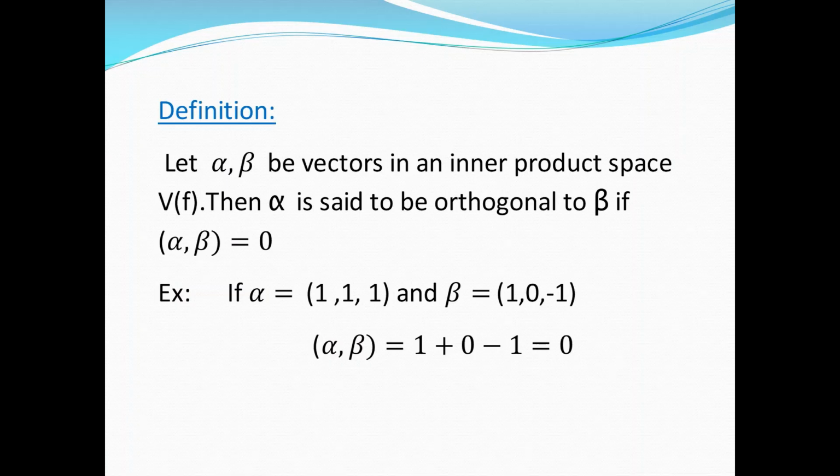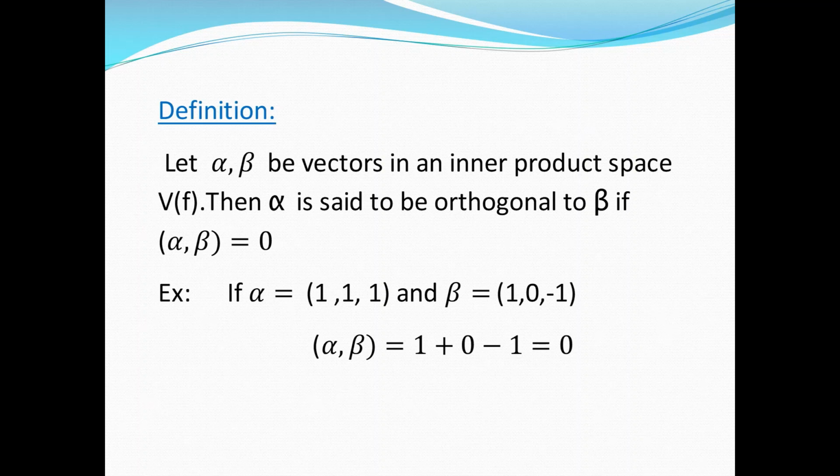Definition of orthogonal. Let alpha, beta be vectors in an inner product space V(F). Then alpha is said to be orthogonal to beta if the inner product of alpha, beta is equal to 0. For example, if alpha is equal to the vector (1, 1, 1) and beta is equal to the vector (1, 0, -1), the inner product of alpha, beta is the dot product, which is equal to 0.